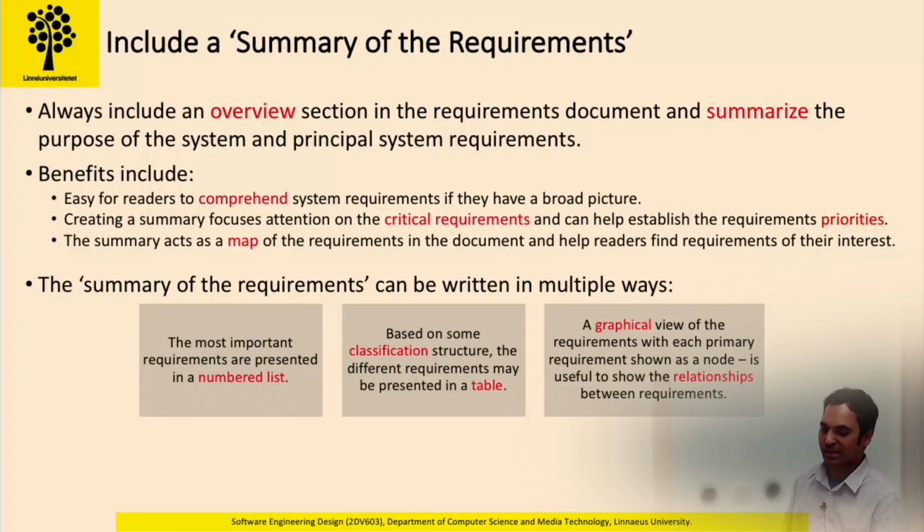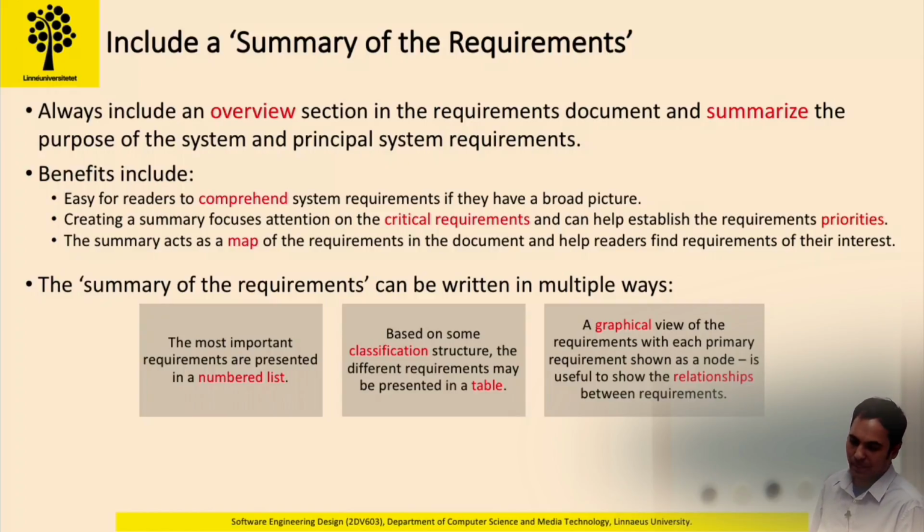So the summary of the requirements can be written in many different ways. One of the simplest ways is to have a numbered list of the requirements, but this might not always be helpful because it does not show more information than any text. It can also be based on the classification structure. So you might have a table that is more efficient to show the similarities and dissimilarities between requirements. So the table is always better than a numbered list.